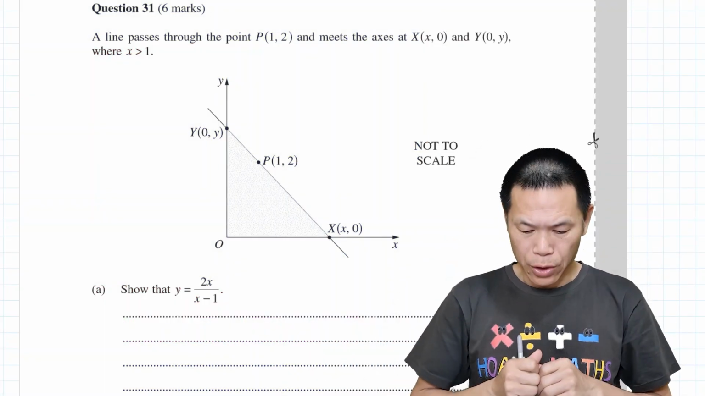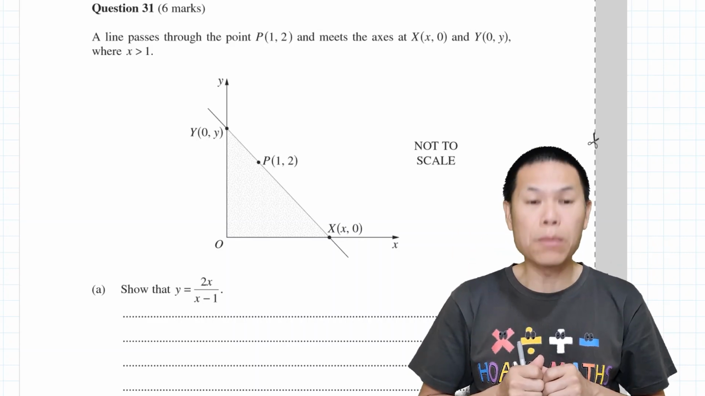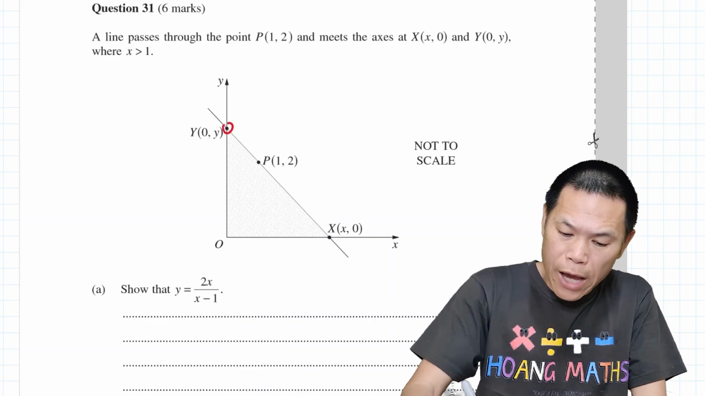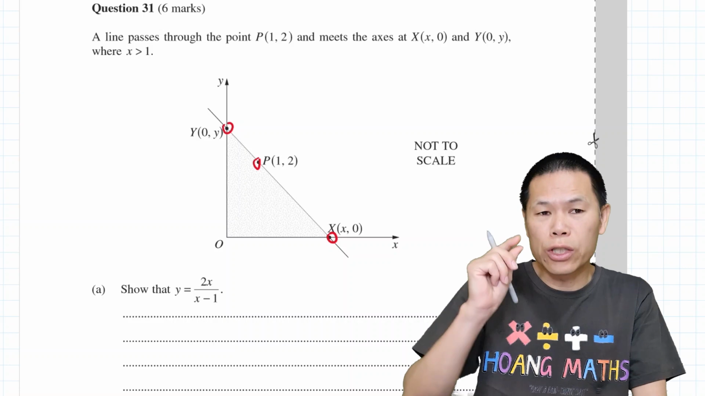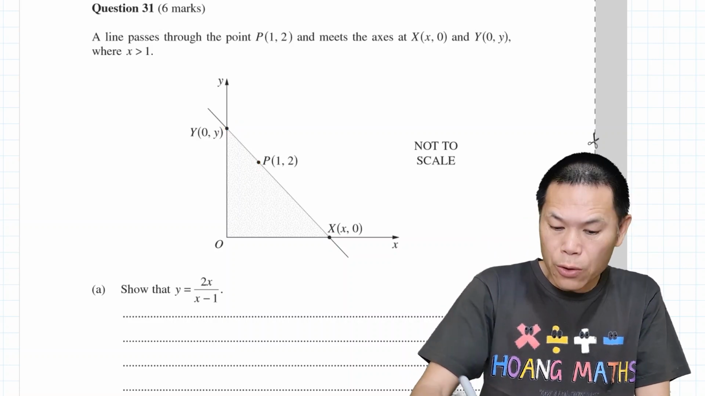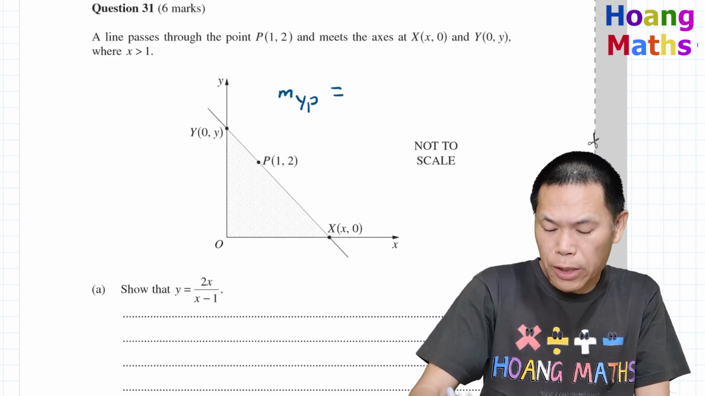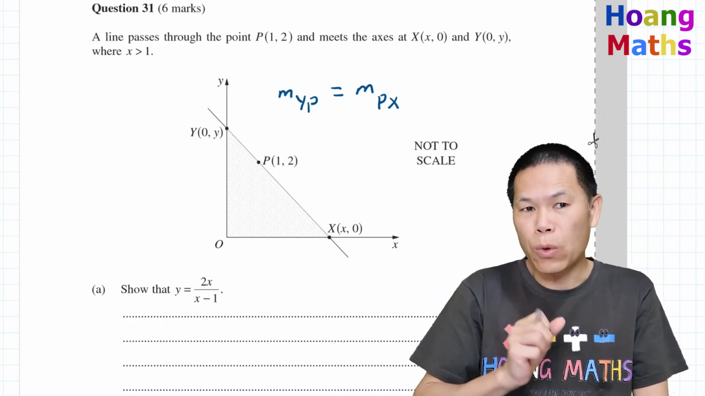Question 31. Show that y equals 2x over x minus 1. So first of all, we know that points Y, P, and X are on the same straight line. So this means that the gradient of YP is equal to the gradient of PX because they're on the same straight line. So we just equate them.